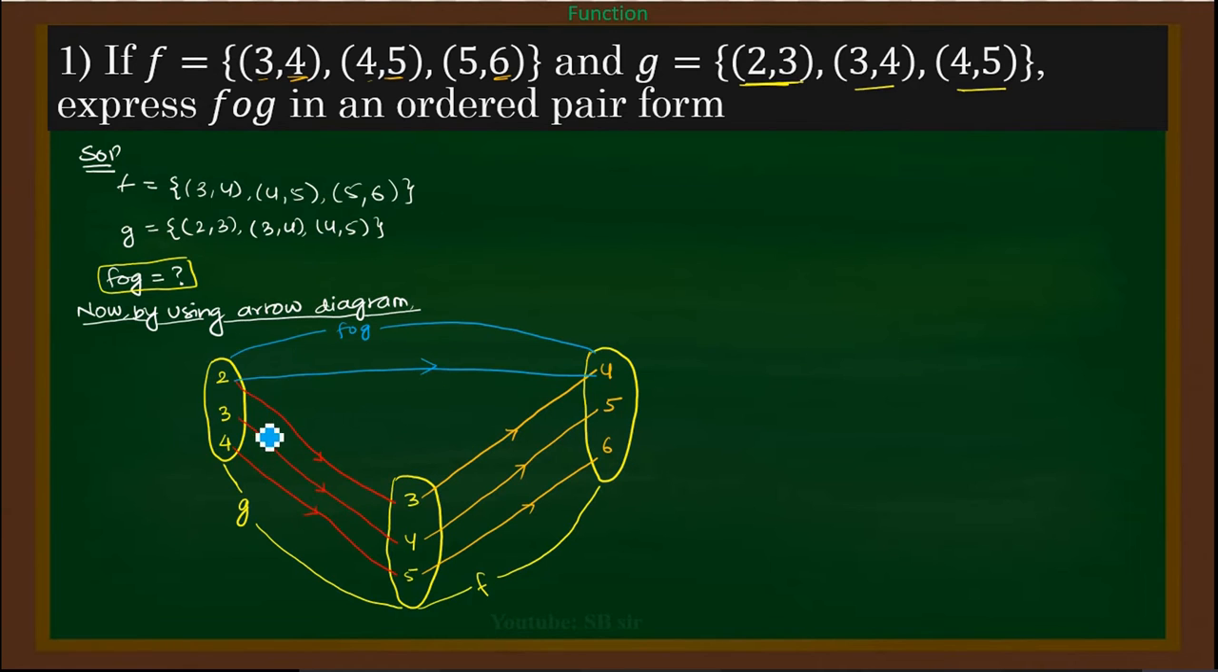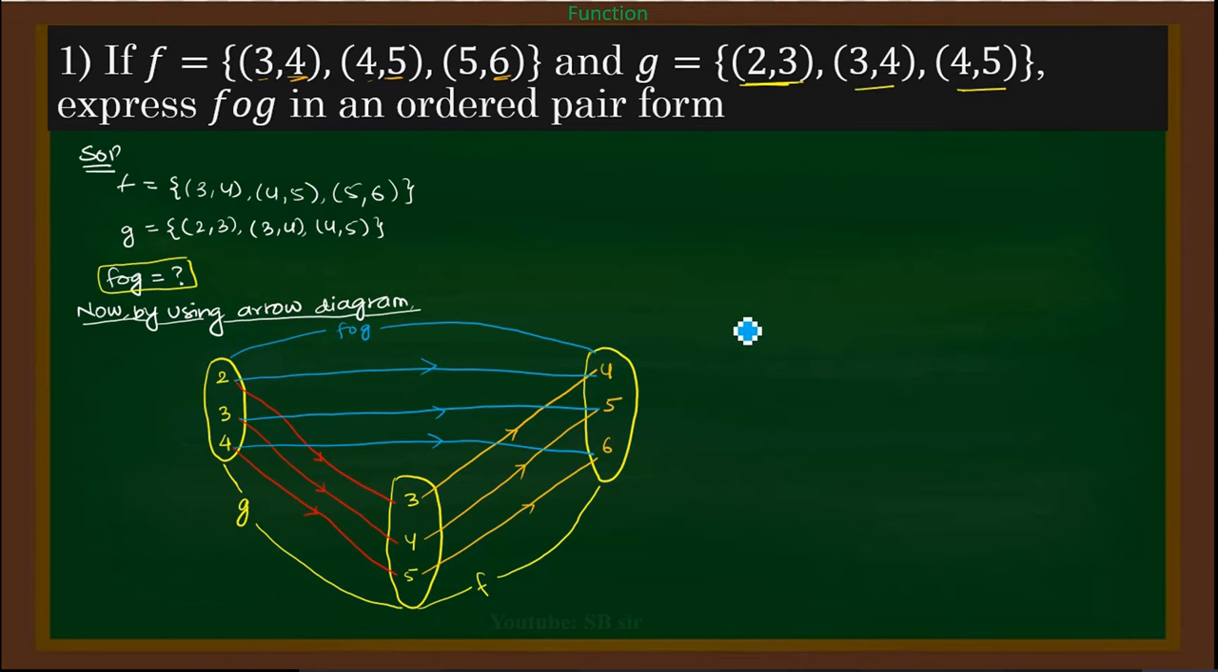How is it mapped? Let me explain it. 2 first of all maps with 3, and this 3 again maps with 4. So the final mapping will be 2 with 4. 3 is mapped with 4 and 4 is mapped with 5, so 3 must be mapped with 5. Similarly, 4 is mapped with 5 and 5 is mapped with 6, so 4 must be mapped with 6.